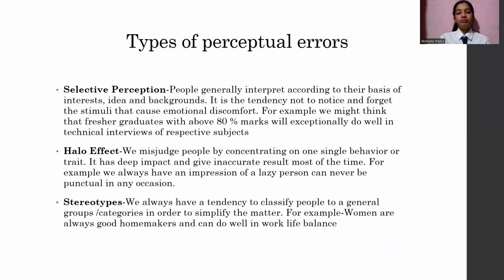Halo effect. We misjudge people by concentrating on one single behavior or trait. It has a deep impact and gives inaccurate results most of the time. For example, we always have an impression that a lazy person can never be punctual on any occasion. Stereotypes. We always have a tendency to classify people into general group categories in order to simplify the matter. For example, women are always good homemakers and can do well in work-life balance.